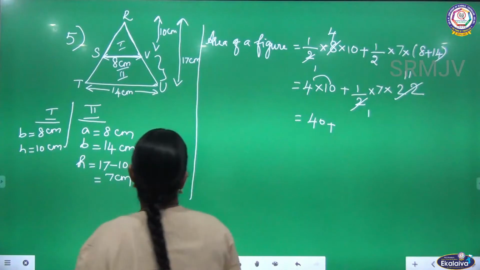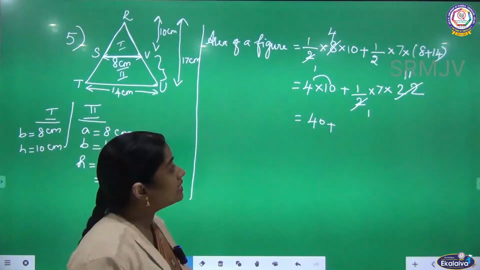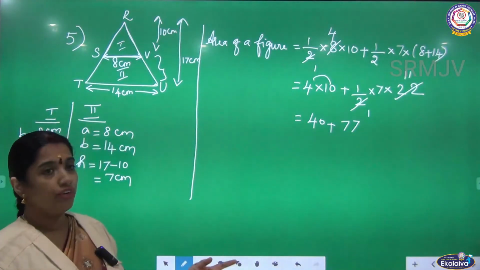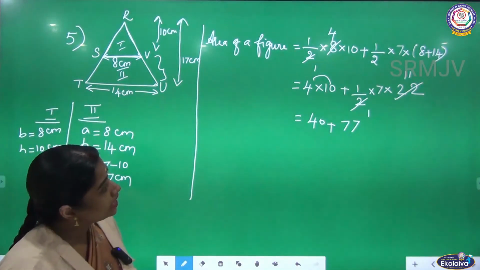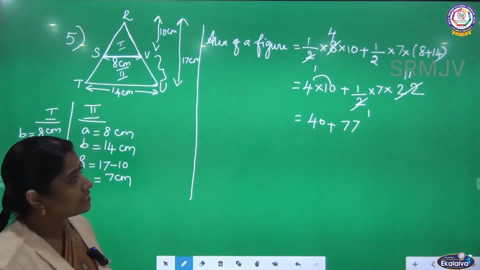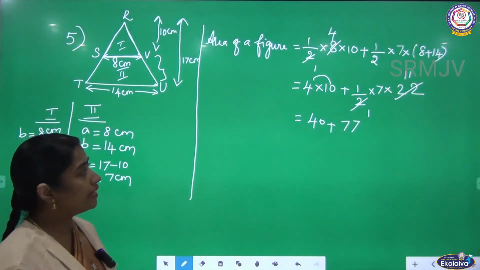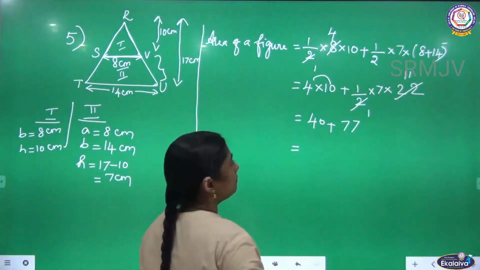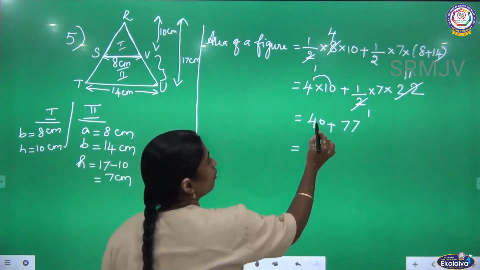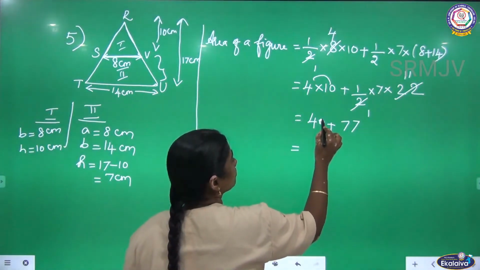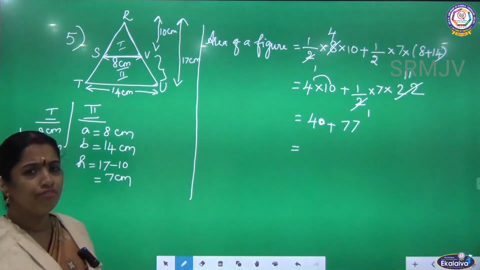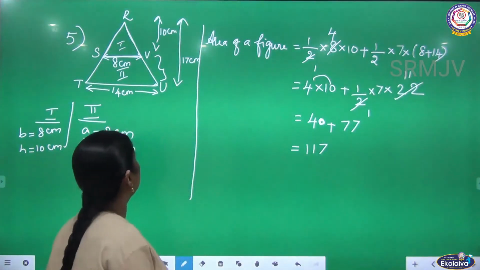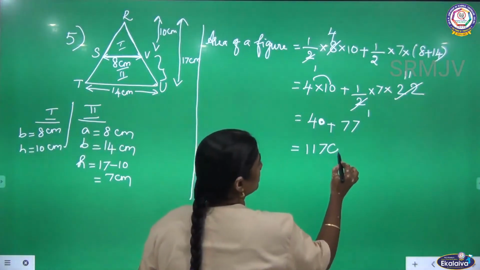plus 7 elevens are is what? 77. Got it? 14 plus 8 is what? 22. I can cancel numerator and denominator. So for that, 2 ones are, 2 elevens are. Now 40 plus 77, this is what? So 40 plus 77 is what? 117.